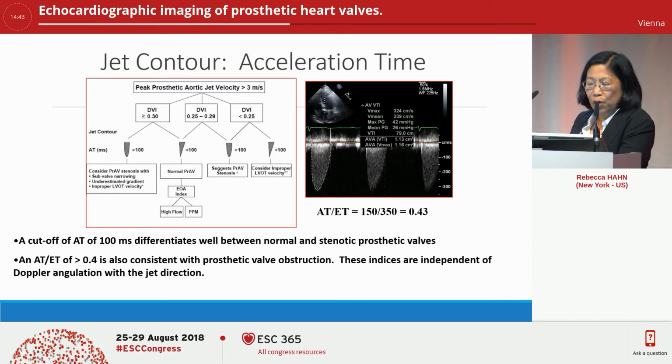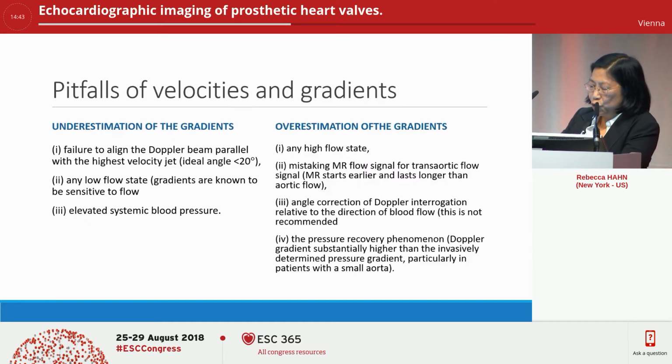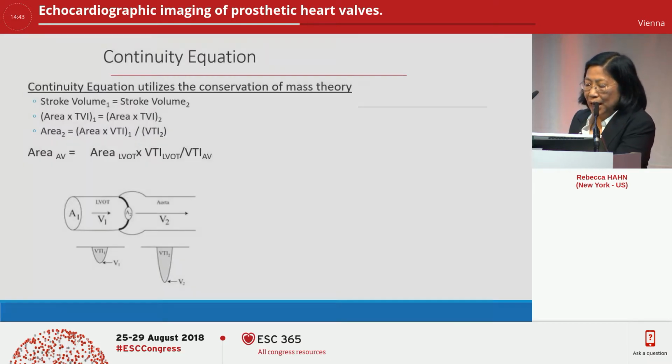It's relatively independent of the Doppler angle, although we would always advocate for you to try to be on axis. But you all know that the pitfalls of velocity and gradients are significant. You can underestimate the gradients if you fail to align the beam, if you have a low flow state, or elevated systemic blood pressure. You can overestimate the gradient in high flow states, if you mistake MR for the transaortic flow, or if you attempt angle correction, which we would ask you not to do. And then there's a phenomenon called pressure recovery, which we'll discuss in a second.